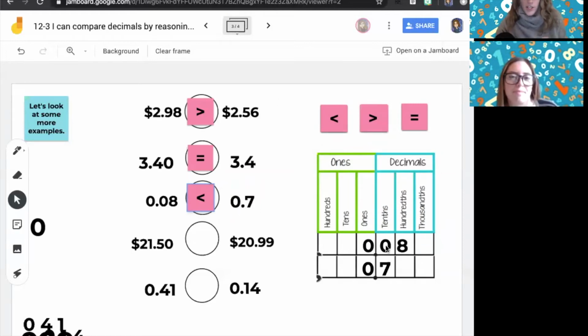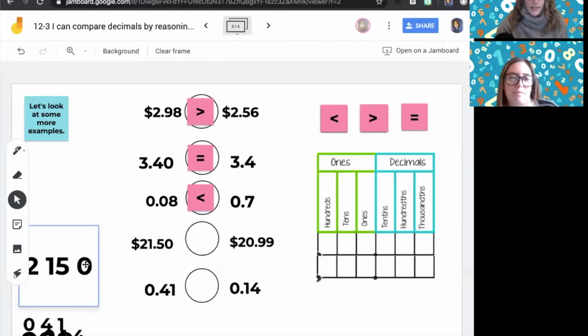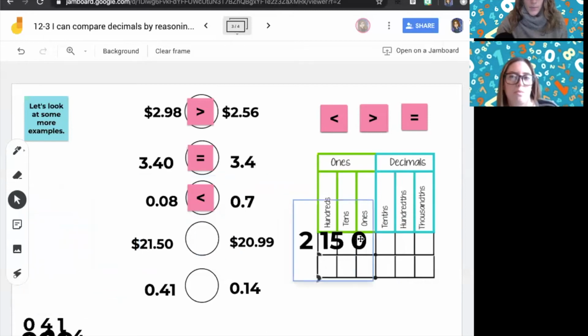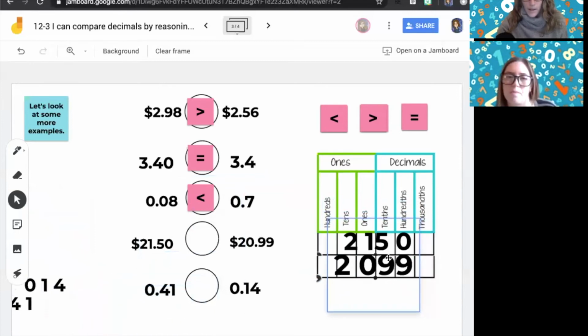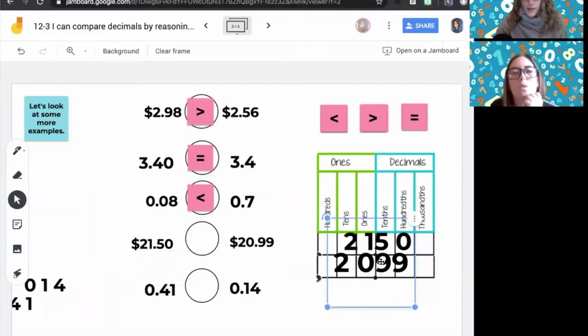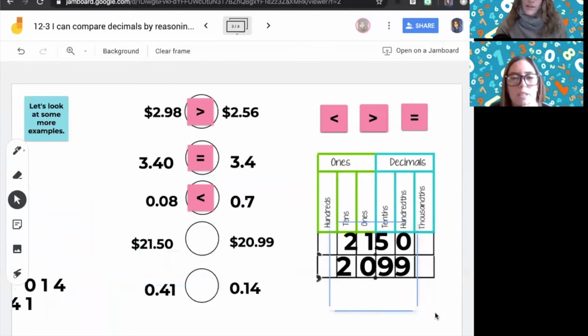Okay, let's look at $21.50 and $20.99. Oops, I'm sorry. Okay, so the first one we have $21.50. And the second one we have $20.99.